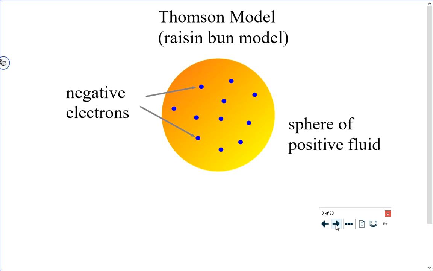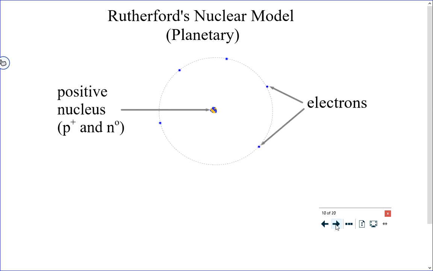So now we have the Rutherford model. And I like this view better rather than the three-dimensional view. The three-dimensional view is more accurate, but this gives you an idea of why we can call it the planetary model. This is like a bunch of planets in orbit around a star, like our sun.